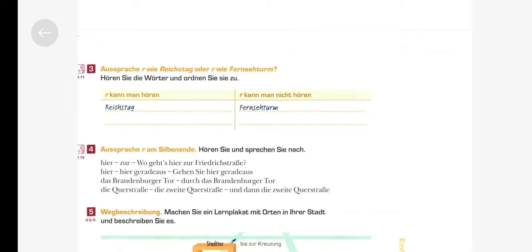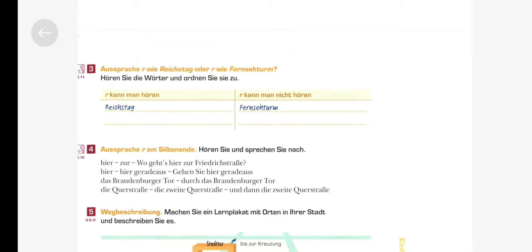Let's move to the third one. Aussprache R wie Reichstag oder R wie Fernsehturm. Hören Sie die Wörter und ordnen Sie zu. In this you have to listen to the audio and write the words according to the R. Like R is pronounced in the first one, Reichstag, means we have pronounced R. But in the Fernsehturm, we don't pronounce R. So you have to differentiate between the words like that in the audio.